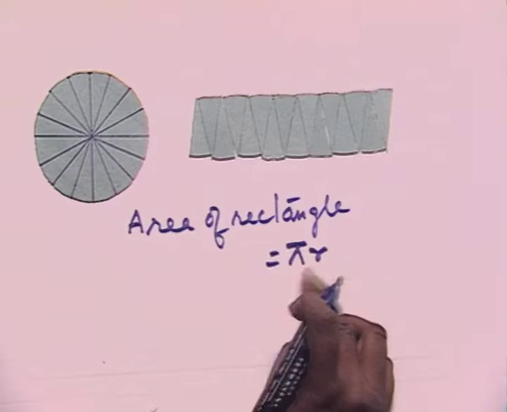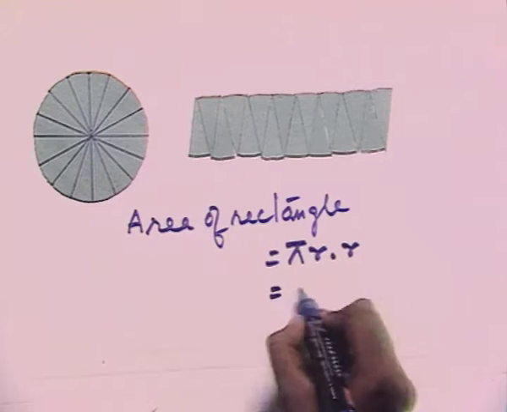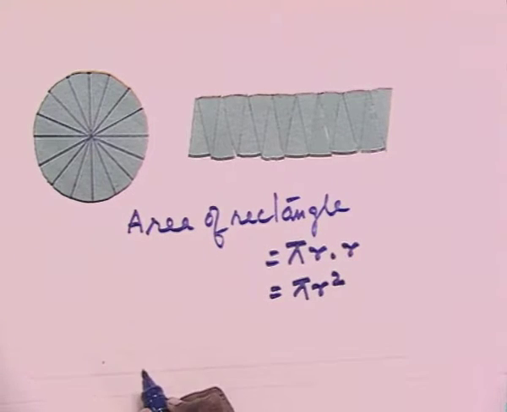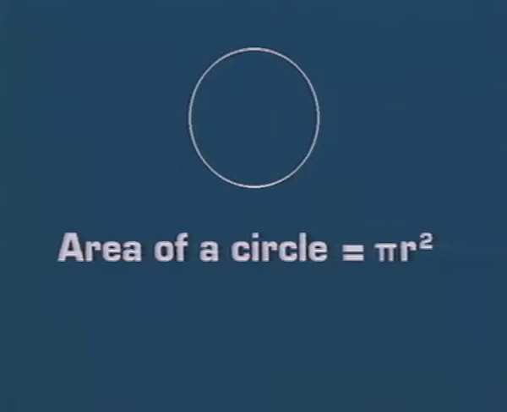So, half of it will be pi r multiplied by the radius of the circle, which is r, that is equal to pi r square. Therefore, the area of this circle will also be equal to pi r square. So, what is the area of a circle? Area of a circle is equal to pi r square units, where r is the radius of the circle. Let us again see how we can use this formula for finding out the area of a circle in solving a few problems.